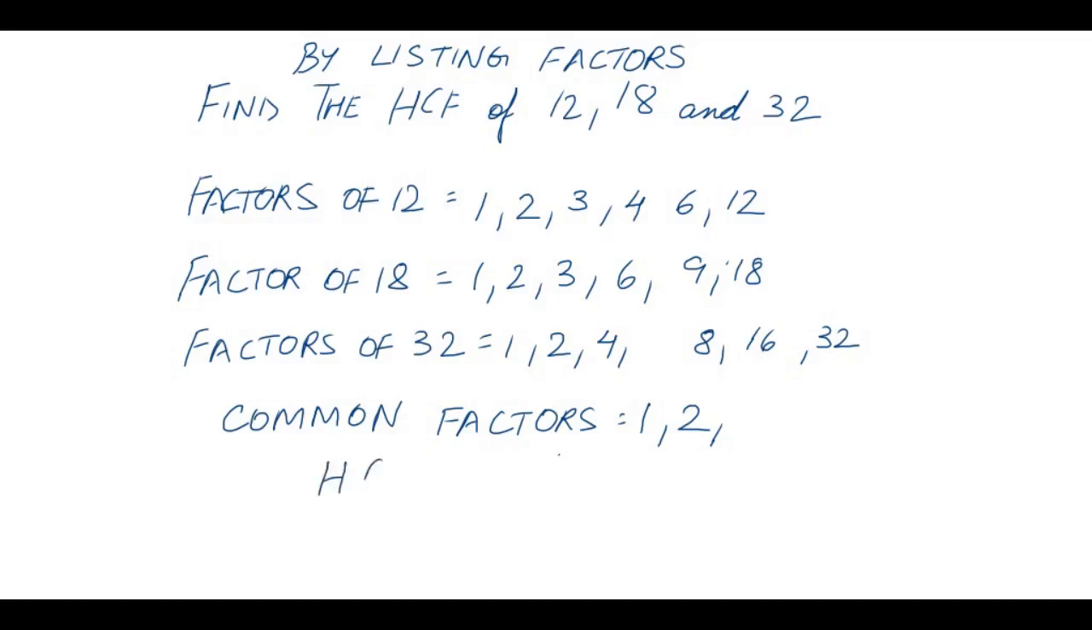That's 1 and 2. So finally we write HCF, or highest common factor, is equal to the biggest number that you see among these. So the biggest number is 2. So this is how you find the HCF of 3 numbers. The method is exactly the same.